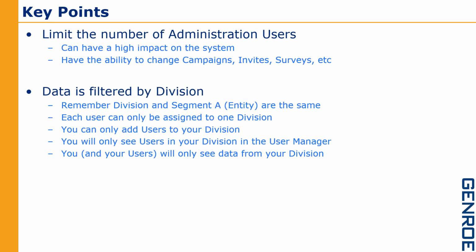The second thing to note in this area is that each user can only be assigned one division. For instance, you can't be assigned both the CIRA division and the IDG division. When you add users to your system, you will only be able to add users to the division to which you have been added yourself. You will also only see users in your division in the user manager. And lastly, and just to remind you, you and your users will only see data from your division.